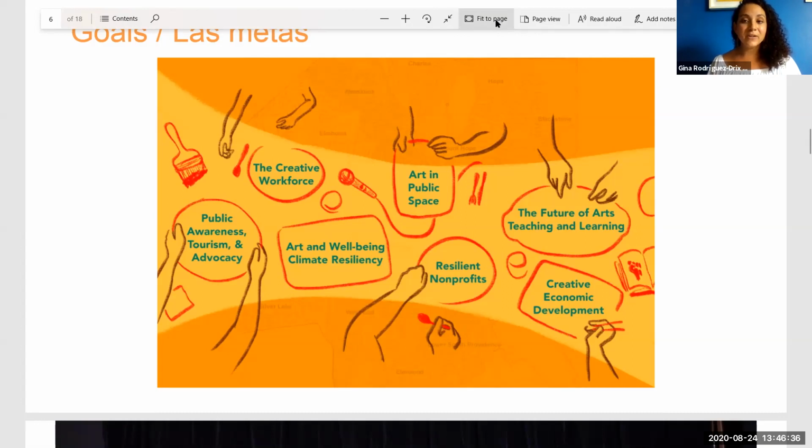So each of these goal areas will have its own deep dive in a planning studio. And each planning studio will be led by a sector alchemist. So the sector alchemists are individual artists, organizations, or arts collaboratives that are well trusted in our community because of the magic that they make across Providence. So now we'll take a look at each of these areas.